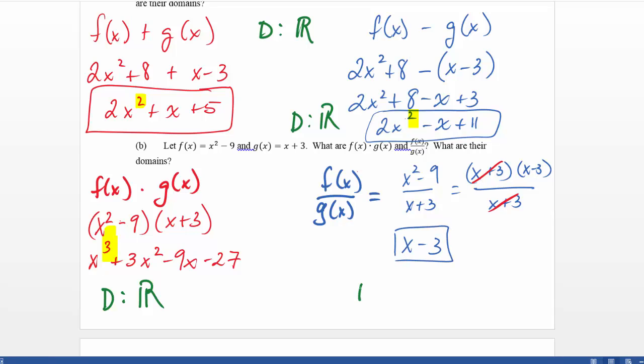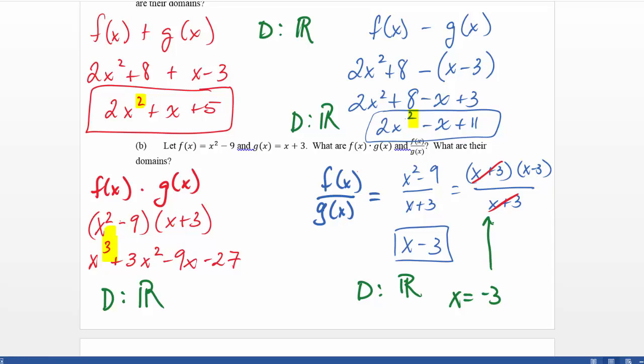However, our domain is all real numbers except x cannot equal negative 3, because if x equals negative 3, negative 3 plus 3 in the original quotient function would give us a 0. And if you look back to your key concept box, we see that g of x cannot equal 0. So it's all real numbers except x equals negative 3.